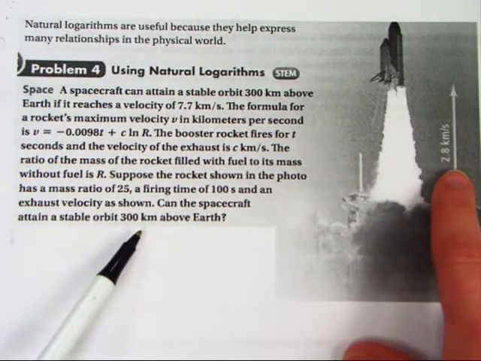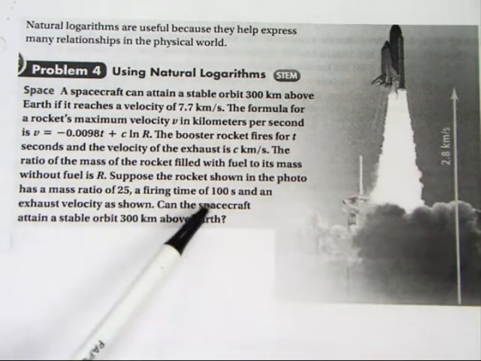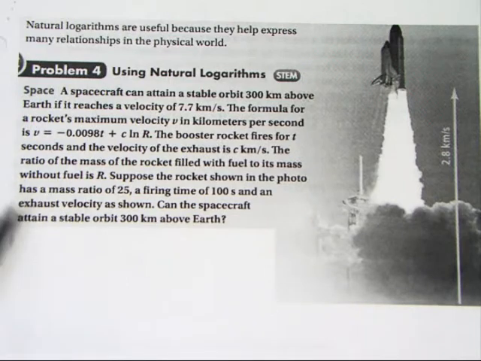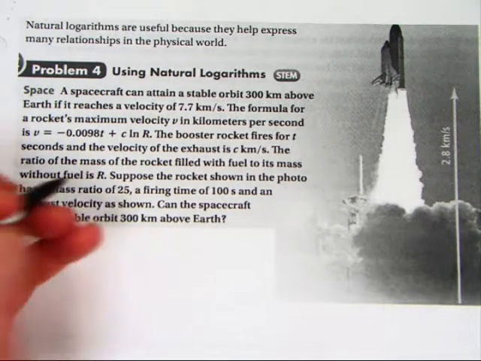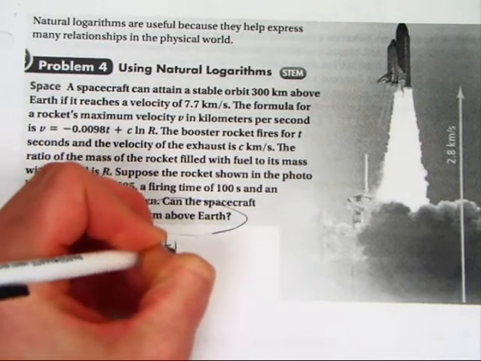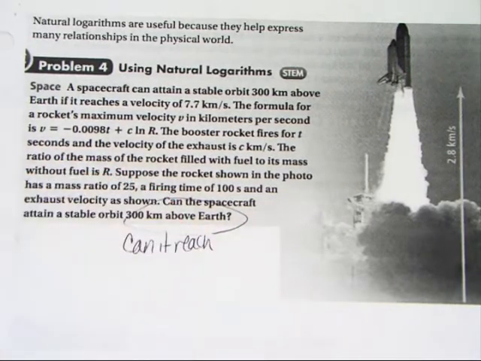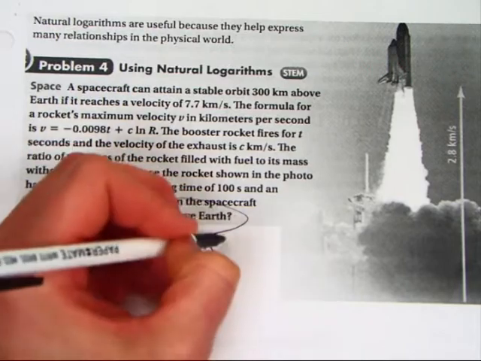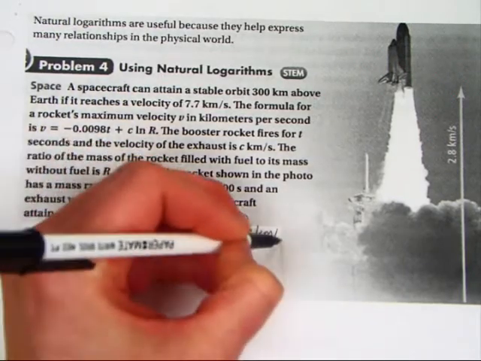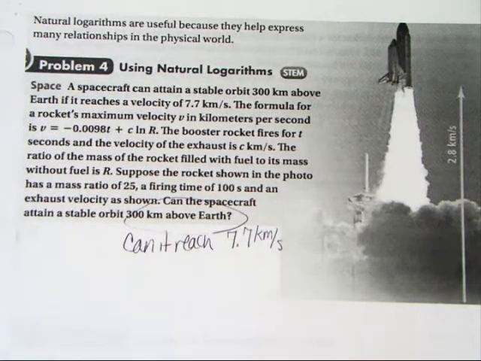Over here we have 2.8. Can the spacecraft attain a stable orbit of 300 kilometers above the Earth? In other words, they're asking, can it reach the velocity they indicated? They said it has to reach 7.7 kilometers a second.